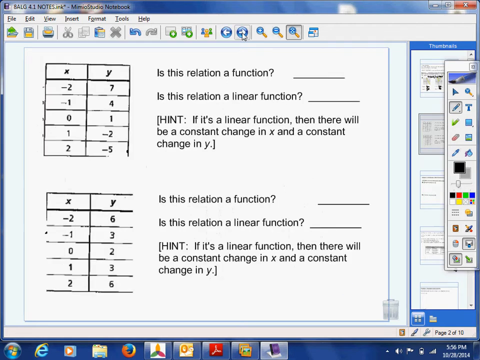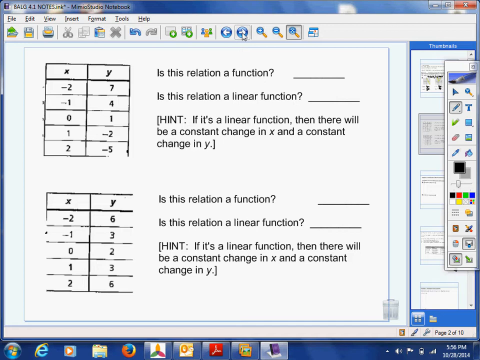All right, flip your page. Now sometimes you're going to be given a graph like in example 1, and sometimes you're going to be given a chart like example 2. So I'm going to do several of these because this tends to be a little bit tricky, and I hope I'm very, very clear with you. So what we're going to do is determine whether these two relations are functions, and then determine whether these functions, if it is a function, is it a linear function?